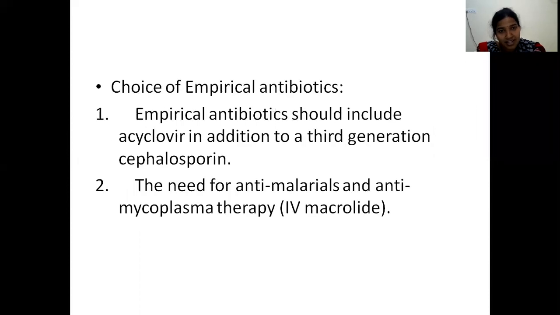Choice of empirical antibiotics: empirical antibiotics should include acyclovir in addition to a third generation cephalosporin, and along with an anti-malarial if the child is from a malaria endemic area. The need for anti-malarials and antimycoplasma therapy is as and when required. Okay.